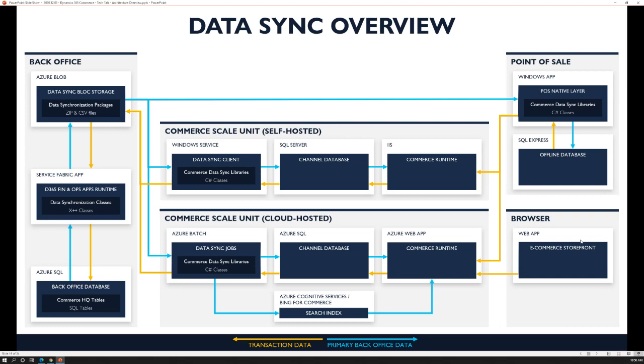Now, for transactional data, the way that it works is, again, the two easy scenarios in online mode, you basically make requests to the Commerce Scale Unit or to the Commerce runtime, either on-prem or on the cloud. It creates the transactional data that's stored in the channel database, either here on the prem version or here in the cloud version. And then the same Commerce data sync libraries pick up that data set and store it as zip files and CSV files in this Azure blob.